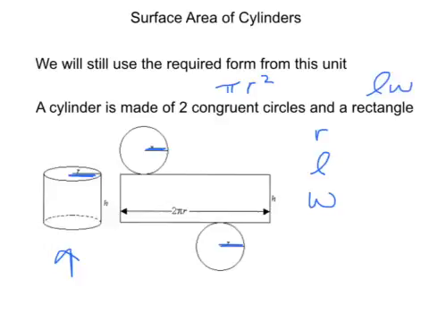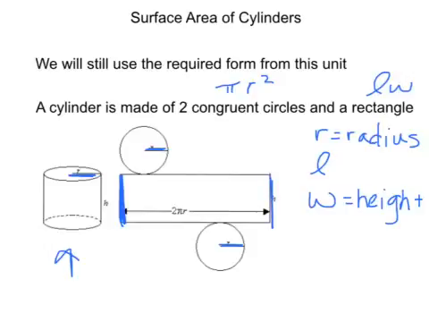Let's talk about the width. The width of your rectangle, which is this part right here, is actually the height of your cylinder. So we said the radius is just the radius, nothing tricky there, but the width of your rectangle is actually the height of your cylinder. You can see that right there. Now let's talk about the length. The length is this side right here.